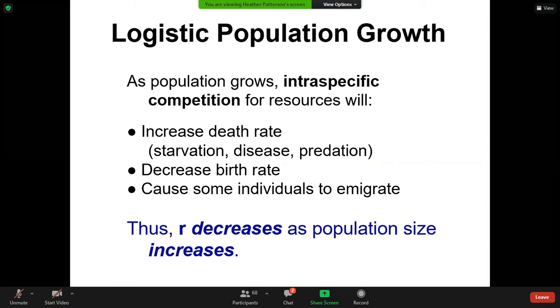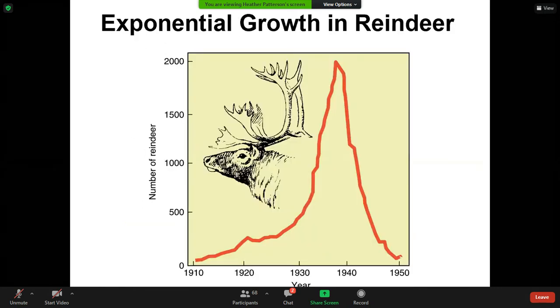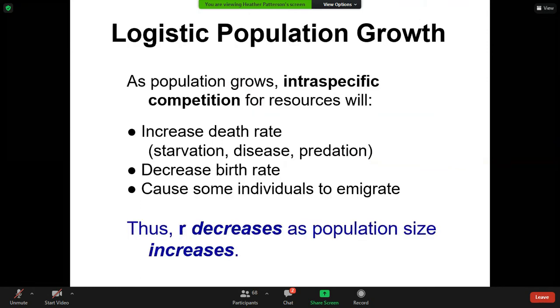So for exponential growth, we're assuming that the per capita growth rate R was constant. This isn't realistic, as shown in this example, for many situations, because populations can't grow indefinitely. The environment is not constant, and resources such as food and space are limited, therefore causing these crashes. So as populations grow, we expect that intraspecific competition for resources will increase the death rate. So you'll have more starvation, disease, predation, and the birth rate will then decrease.